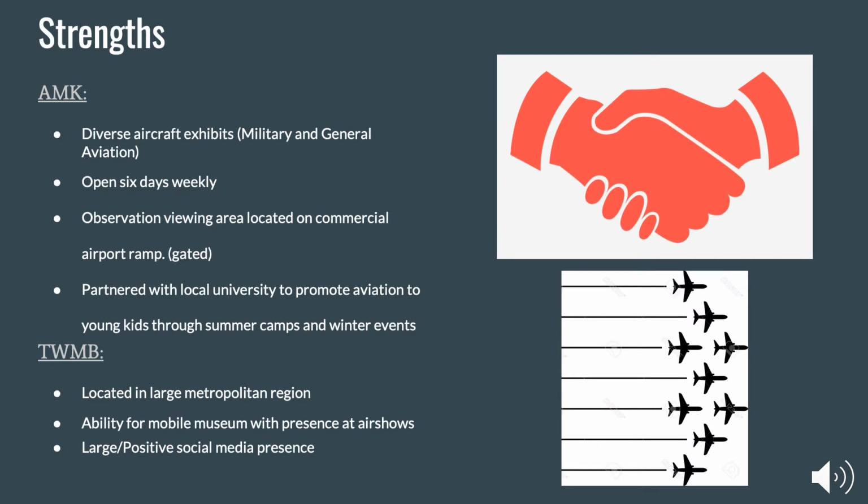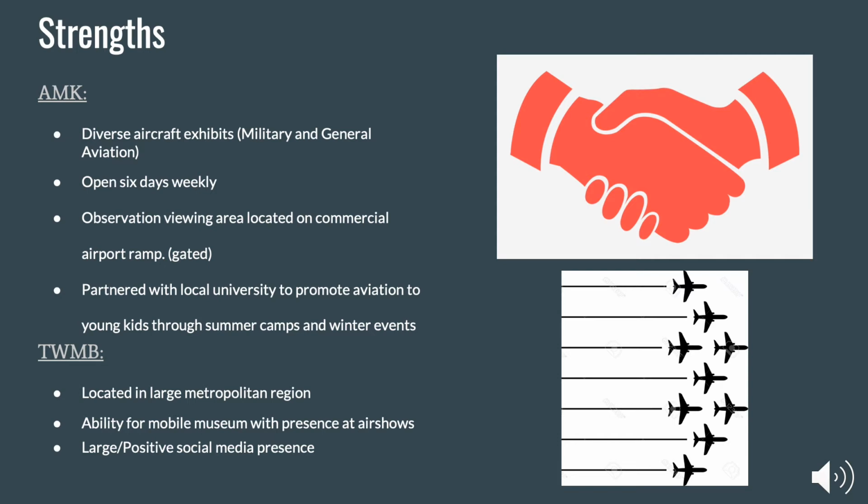The first part of the SWOT analysis we're going to look at is strengths. The strengths of AMK include diverse aircraft exhibits. This includes military exhibits, historical exhibits like the Doolittle Raid, to Kentucky Hall of Fame aviation exhibits that feature Kentuckians who have made history in the aviation world.